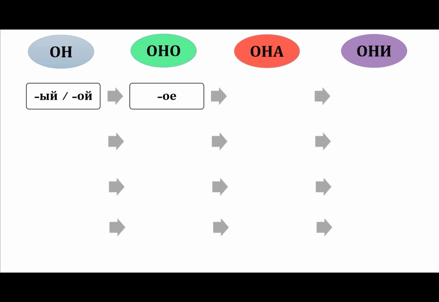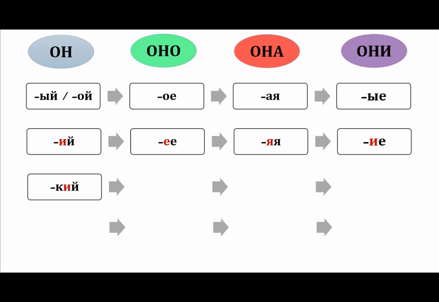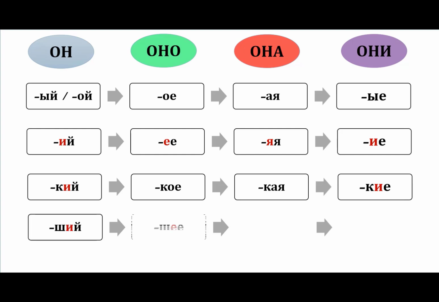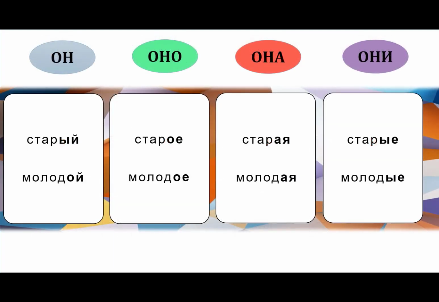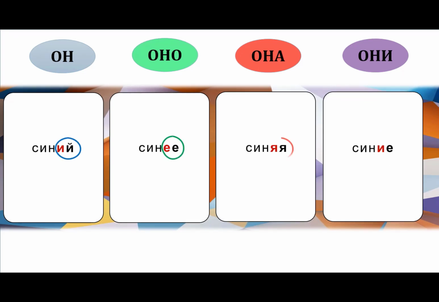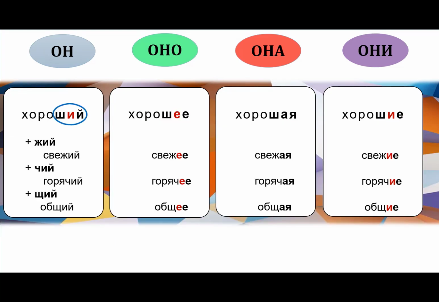Ый, ой, ое, ая, ые, и, е, я, ие, ки, кое, кая, кие, ши, шее, шая, шие.